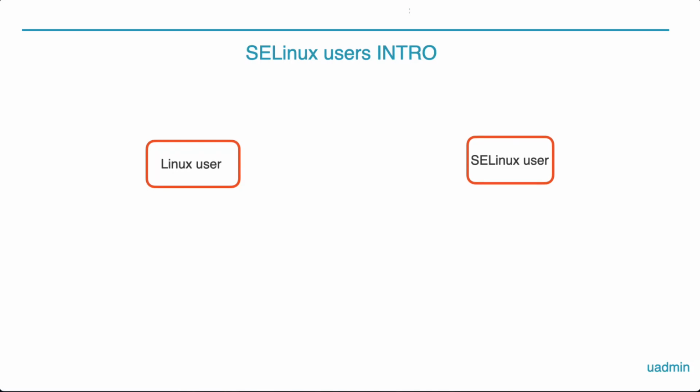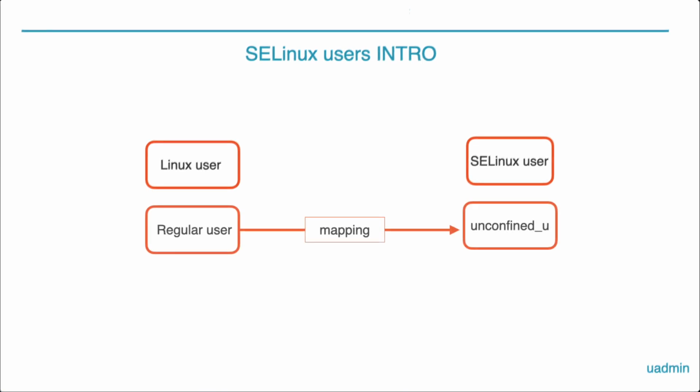Now the first thing to keep in mind is that a Linux user is not an SELinux user, and an SELinux user in turn is also not a Linux user. In fact, when you run SELinux in targeted policy, like most of us do, every regular Linux user is automatically mapped to the unconfined user. And a Linux user can only be mapped to a single SELinux user.